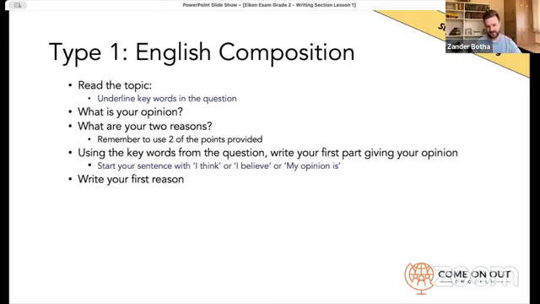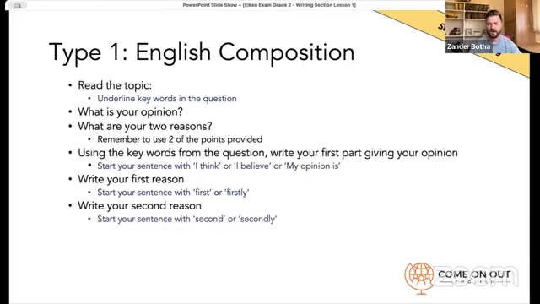Then that brings us to part 2. Now you've given your opinion. Now you need to give reason number 1. Write your first reason. Remember to start your sentence with first or firstly. After that, you need to write your second reason. Remember to start your sentence with second or secondly.